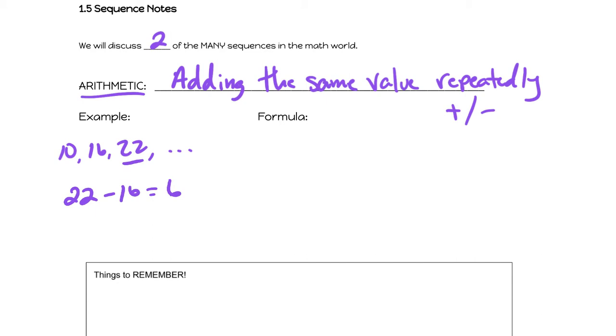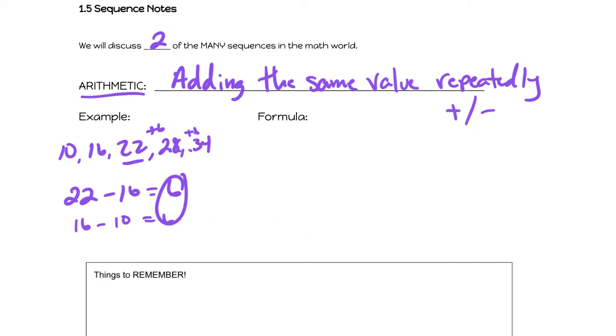And then you do the same test with the next number, 16, and subtract the number before that. If you get the same thing every time you subtract, then that is the difference. That's the number that's being added over and over and over. In this case, that's a positive 6. So you can tell that the next term is going to be plus 6, so 28. The next term plus 6, 34, etc.